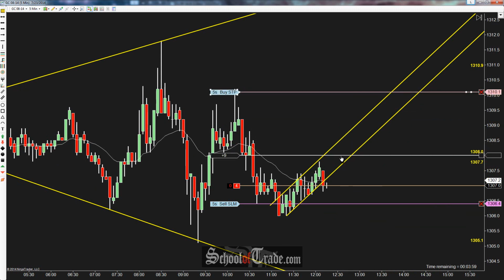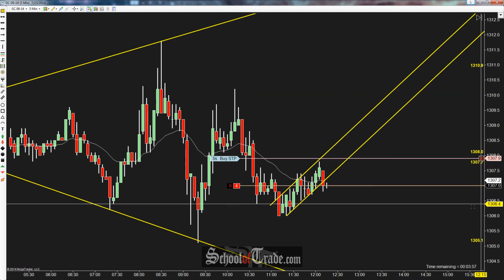We've got a flag pattern set up here on gold. Just hopped in short. Let me get my stop in place here. Let me cancel my other entry order.